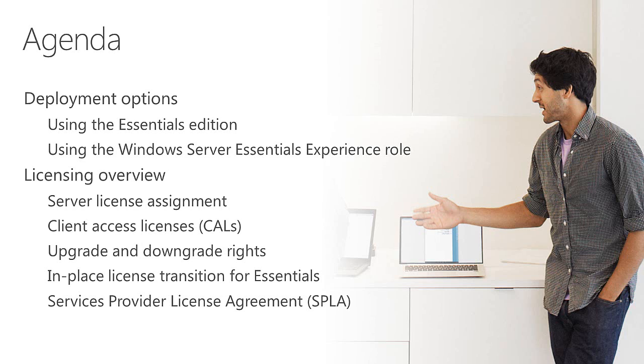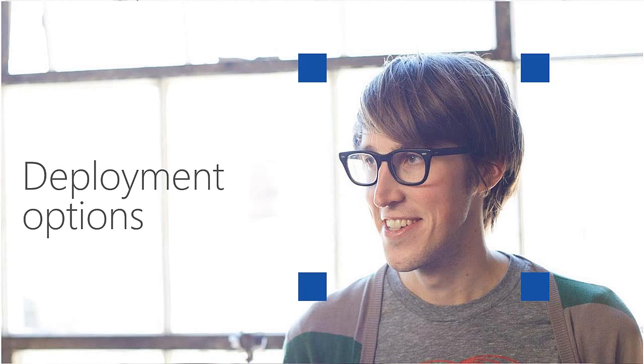So as we get started here, a quick look at our agenda. Again, we'll be talking about the deployment options you have for both the Essentials edition as well as when you're using the new Windows Server Essentials Experience role in the Standard or Datacenter editions as well. And then we'll spend some time talking about licensing, and I wanted to go over these various aspects so you can see how they work together and how they relate again to either the edition or the role running in the Standard and Datacenter editions as well. So just to try to clear up any confusion that may be out there.